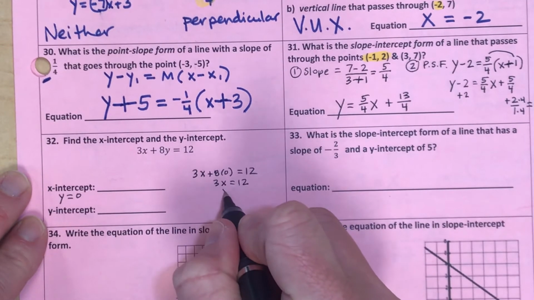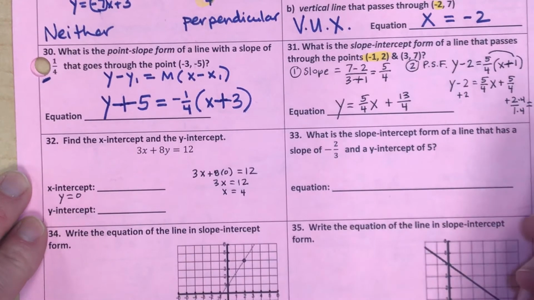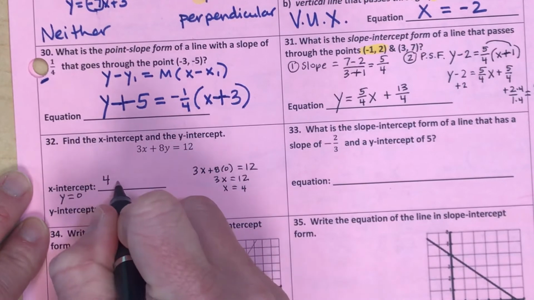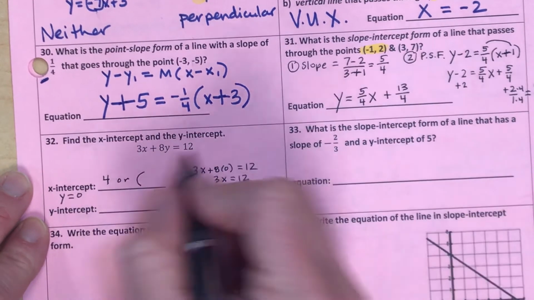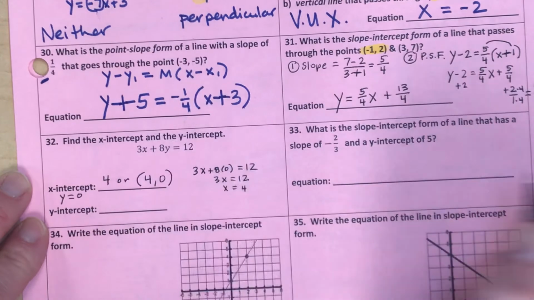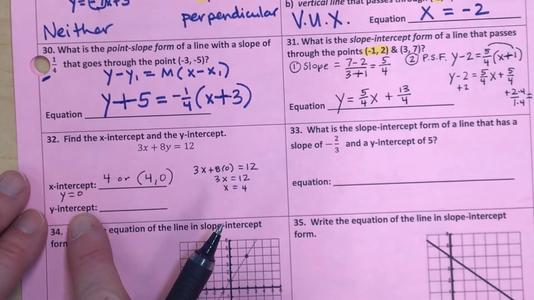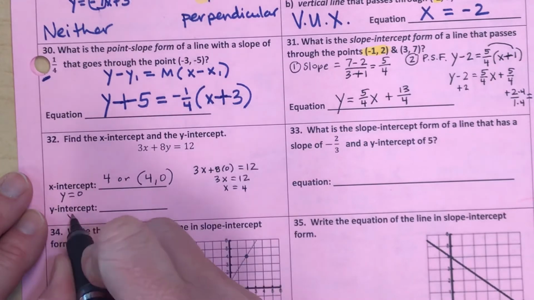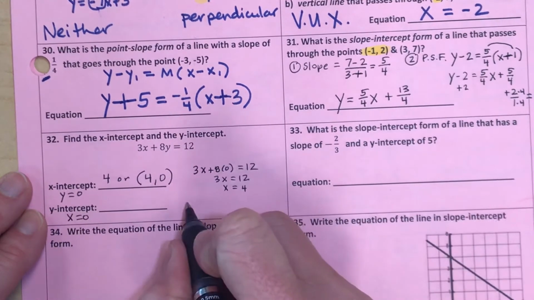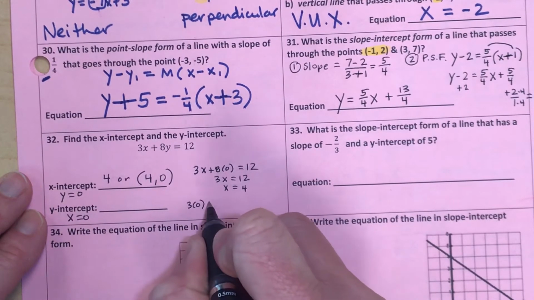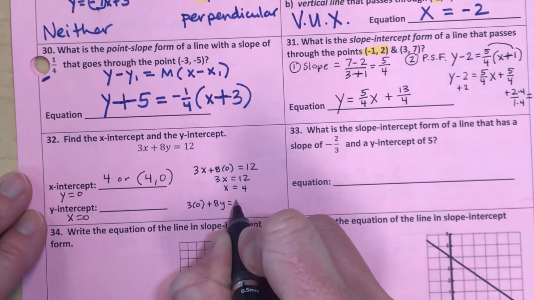Now if I divide both sides by 3, I get an answer of 4. So you can either put the number 4, or you can write it as an ordered pair, (4, 0). And now we'll do the same process, but for our y-intercept, we want to substitute in that x is equal to 0. So 3 times 0 plus 8y is equal to 12.